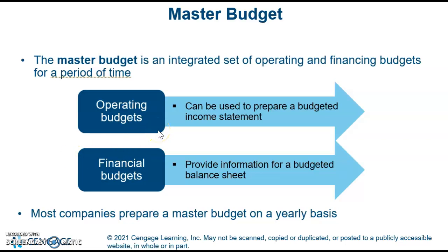The master budget is going to be an integrated set of operating and financing budgets for a period of time. So we're going to break down the different budgets that we need, and we're going to call them either an operating budget or a financial budget. The operating budget can be used to prepare a budgeted income statement. The financial budget can provide information for a budgeted balance sheet. Most companies prepare a master budget on a yearly basis.